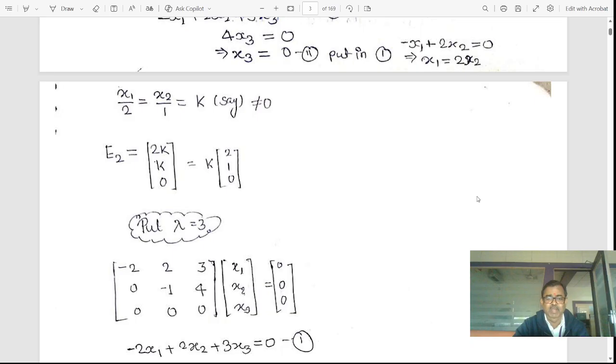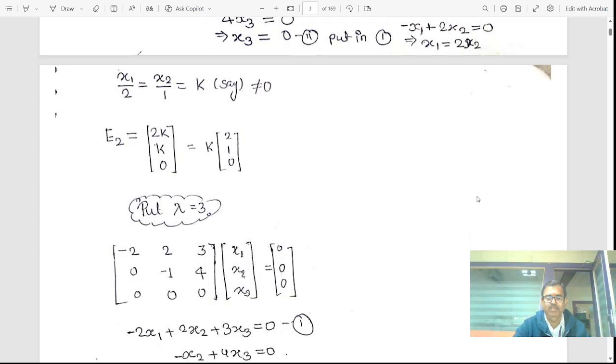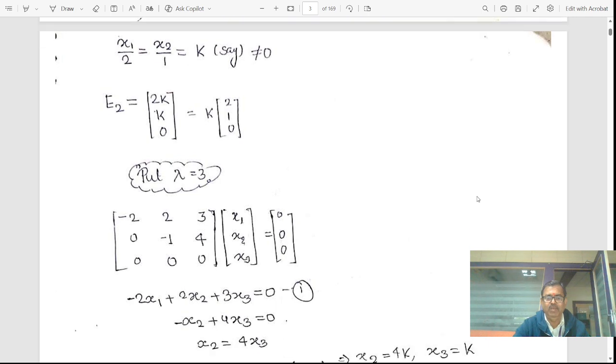So here we get another matrix: [-2 2 3; 0 -1 4; 0 0 0] times [x1 x2 x3] equal to [0 0 0]. After simplification and multiplication, it becomes -2x1 + 2x2 + 3x3 = 0, and also 0·x1 - x2 + 4x3 = 0.